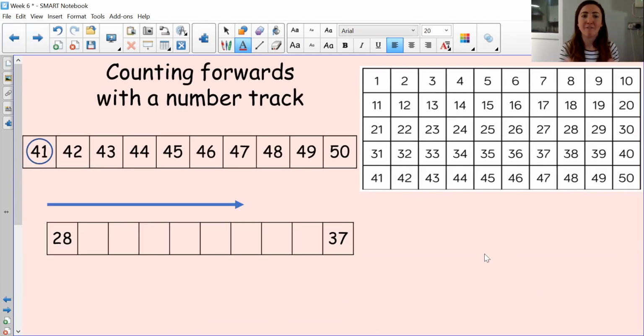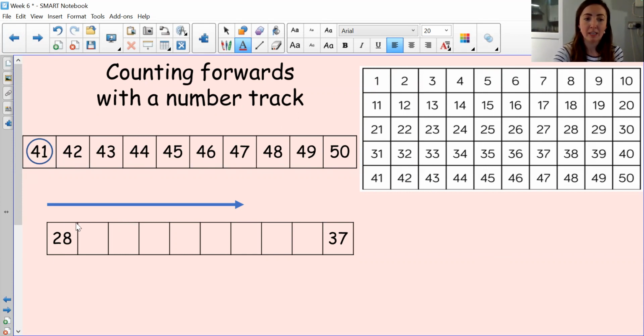Right. So now we're practicing counting forwards with a number track. So filling in a blank number track with the numbers that we need to count forwards. So here's an example, starting with 41, counting forward, and again, use the 100 square to help you if you need to. If you don't, then that's even better. So starting with 41, 42, 43, 44, 45, 46, 47, 48, 49, 50.